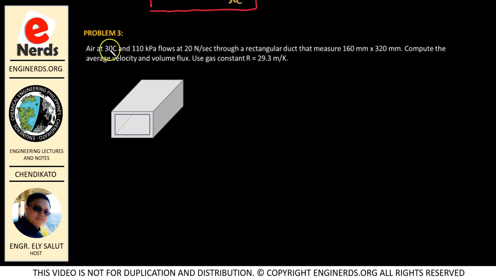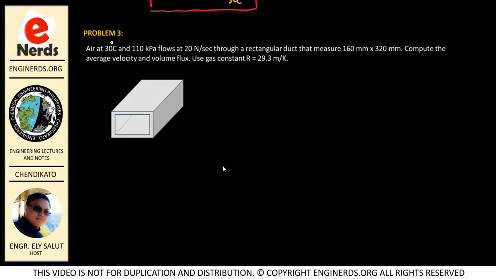So we have air at 30 degrees Celsius and 110 kilopascal flowing at 20 newtons per second through a rectangular duct that measures 160 millimeter by 320 millimeter. Compute the average velocity and volume flux, and we will use a gas constant of R equal to 29.3. Since we have a gas constant given, we can assume that we have here an ideal gas.